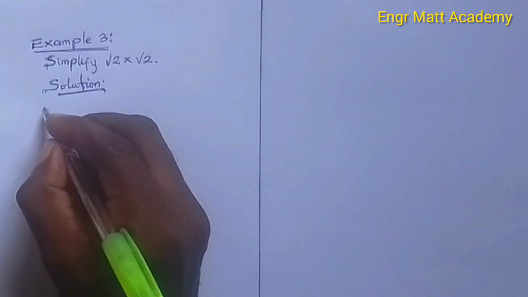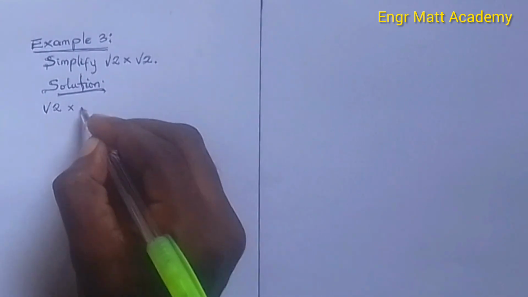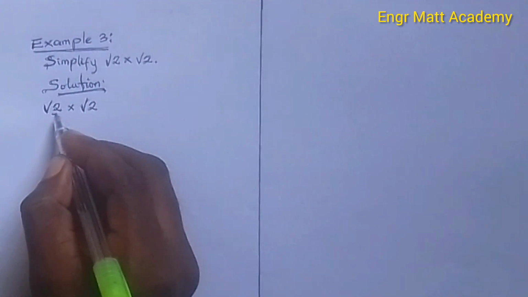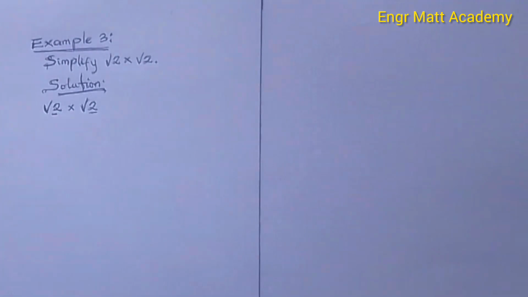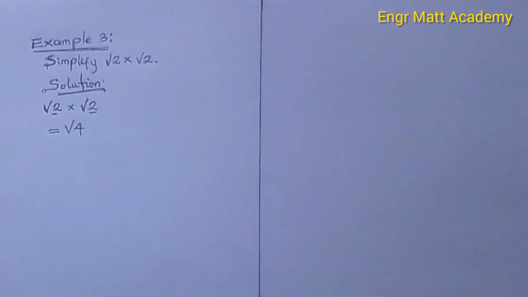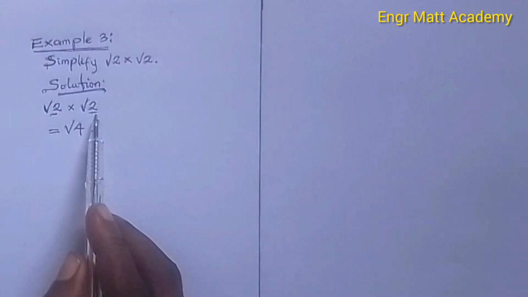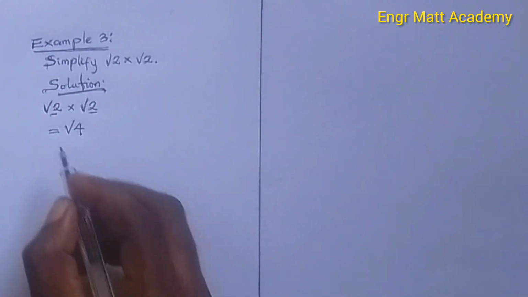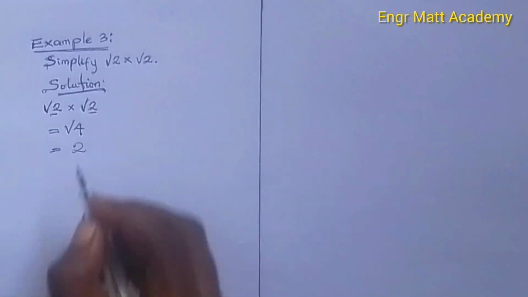Alright, we have root 2 multiplying root 2. Remember the first principle. When multiplying, the number inside the root sign will multiply the number inside the other root sign. So normally this becomes root 4 because 2 times 2 will give us 4. But recall that 4 is a perfect square. And the square root of 4 is what? Is 2. So the answer is 2.